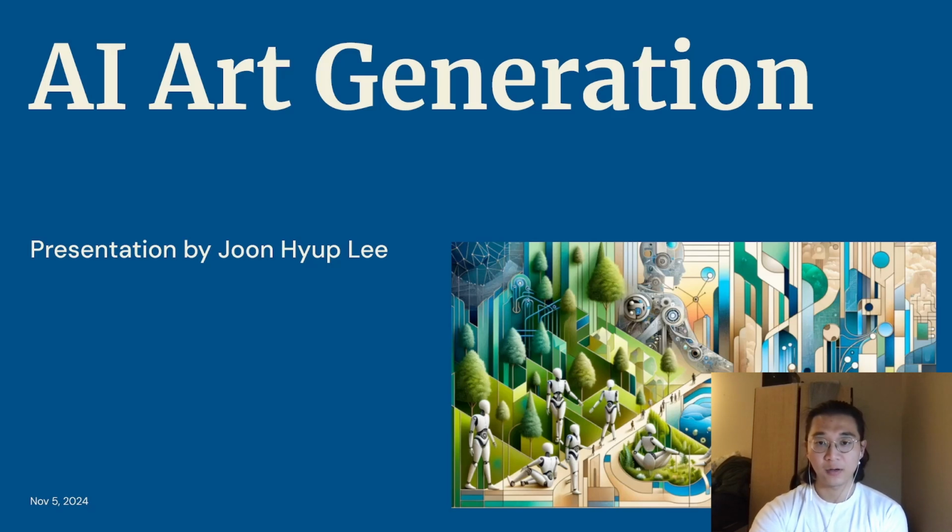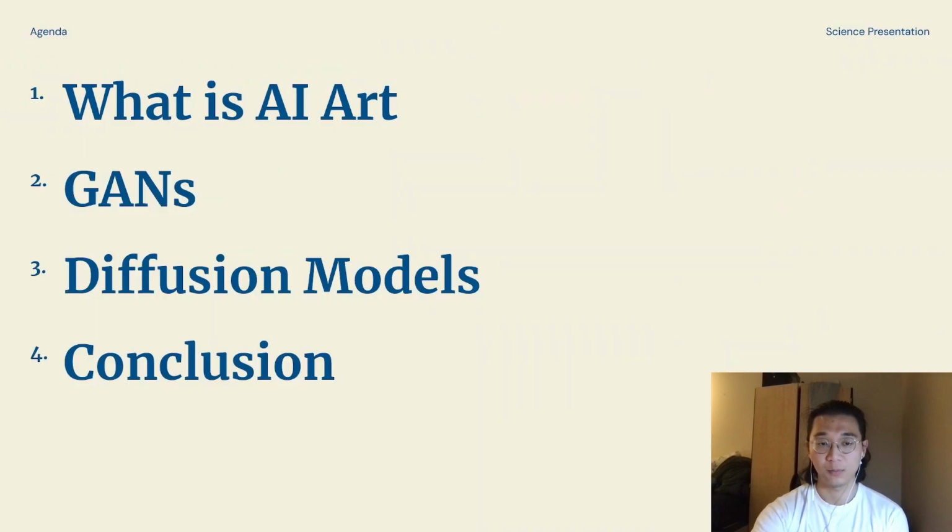AI generated art has, in recent years, come to light and gained a lot of attention due to its ability to create art from simple text prompts. There are many different techniques, each with their own strengths and weaknesses, but today I'll be focusing on two of the more popular methods: generative adversarial networks and diffusion models. I'll be talking about how these models work, their strengths, and the limitations they face, and try not to be boring.